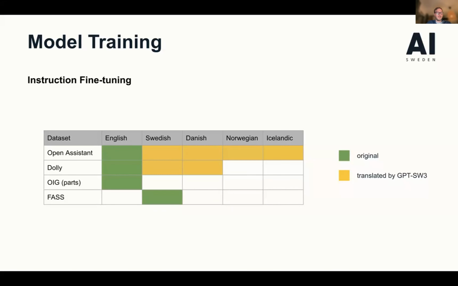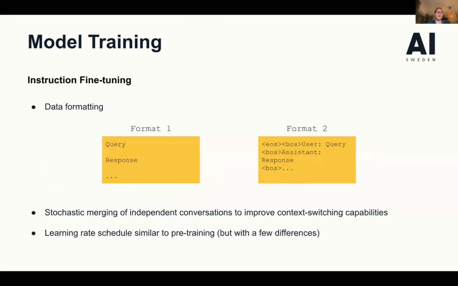Then we did instruction fine-tuning on top of the base models, the pre-trained models. And for this, we used a couple of publicly available instruction fine-tuning data sets, mostly in English, so 3 of them in English and 1 in Swedish. The English data sets we partly translated to Swedish, Danish, and also Norwegian and Icelandic, and then used all variants. And for the translation, we used our best base model, actually.